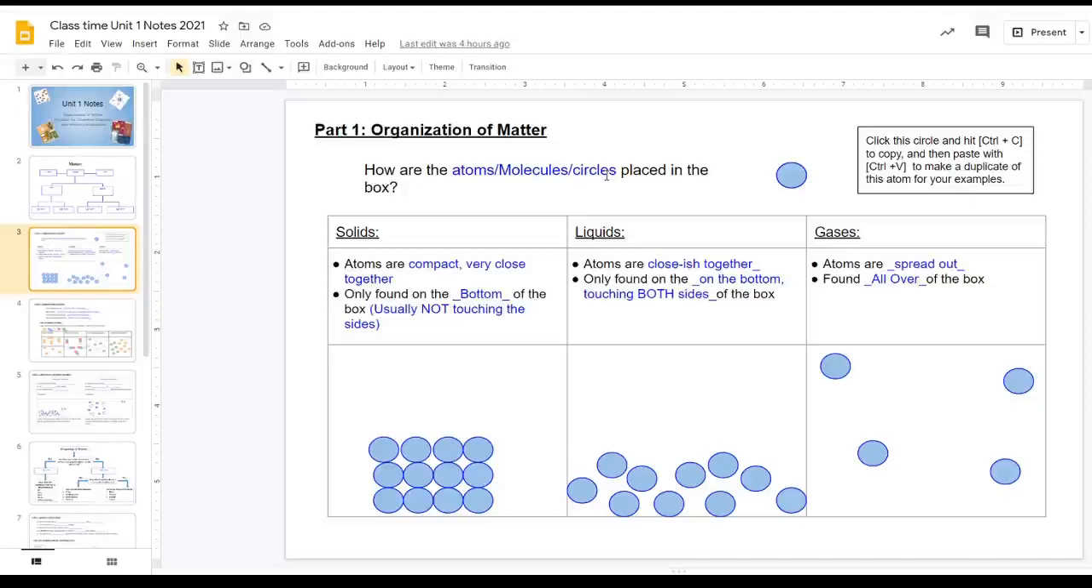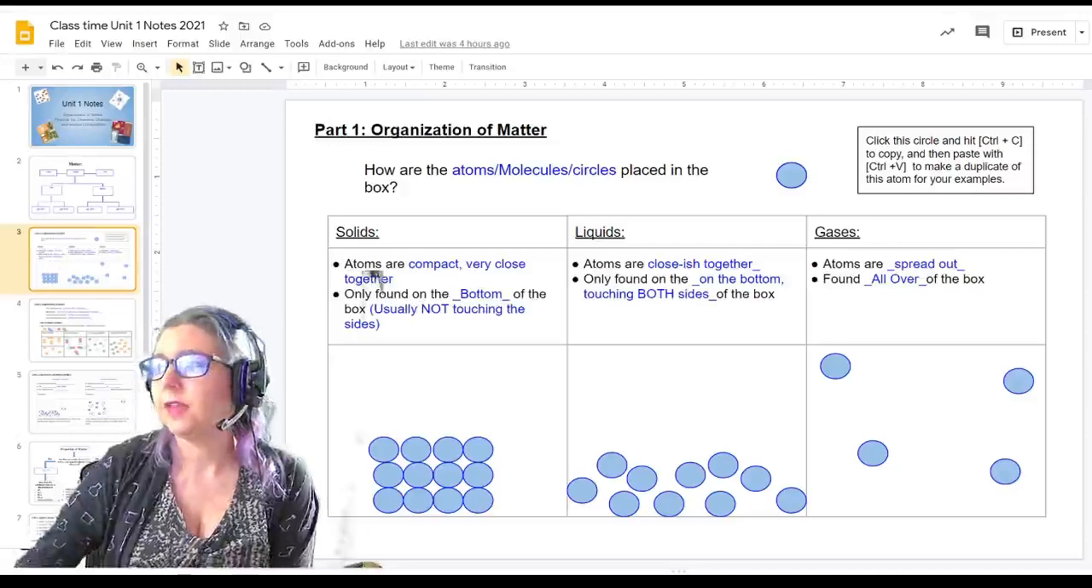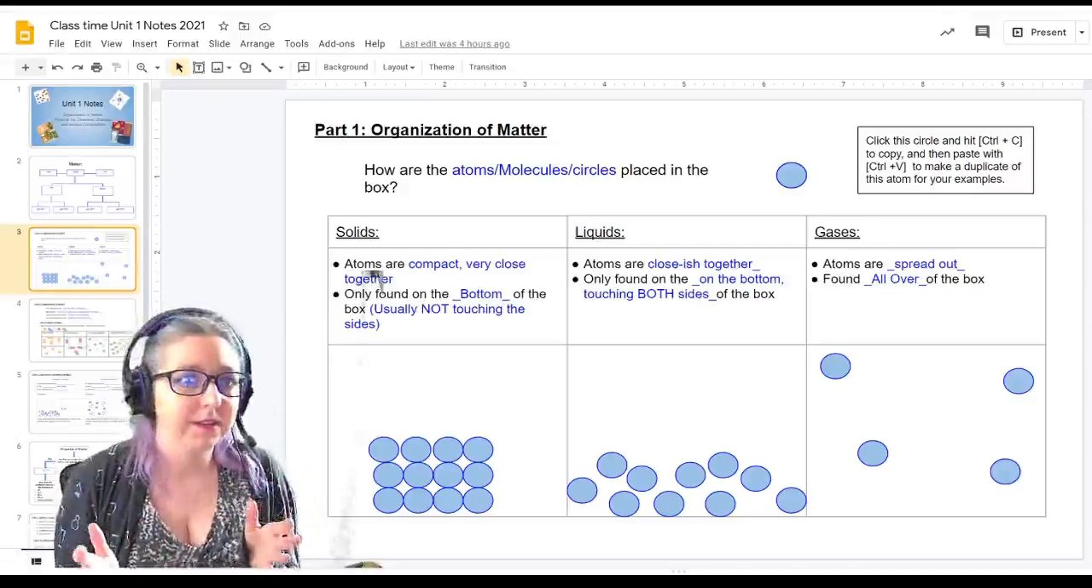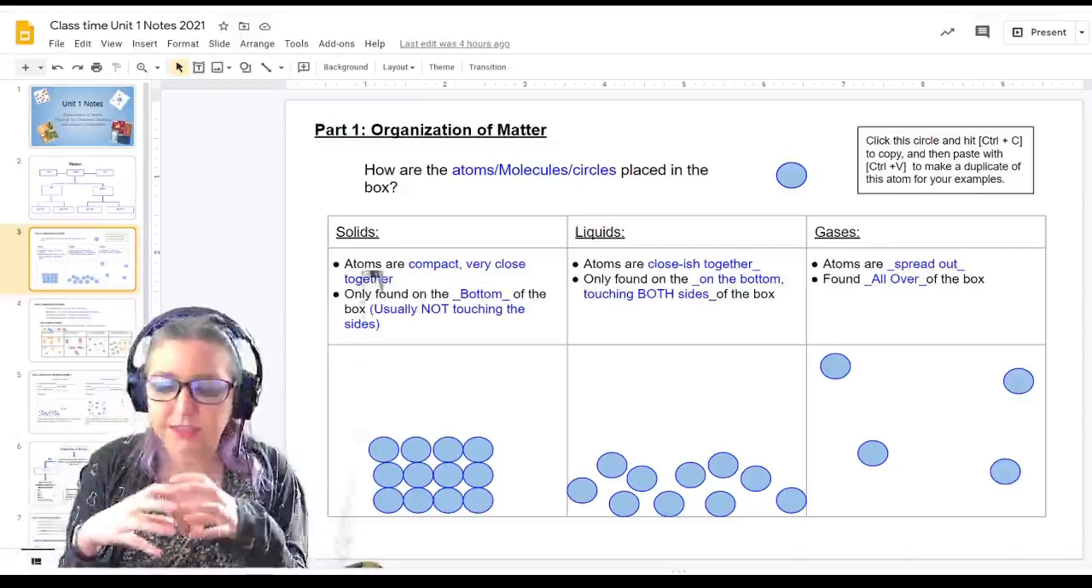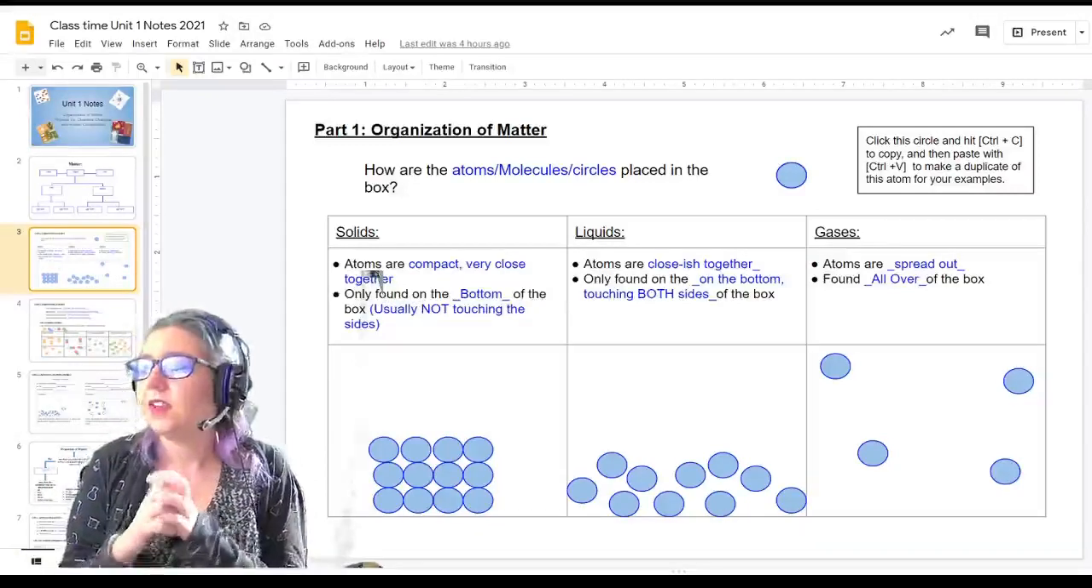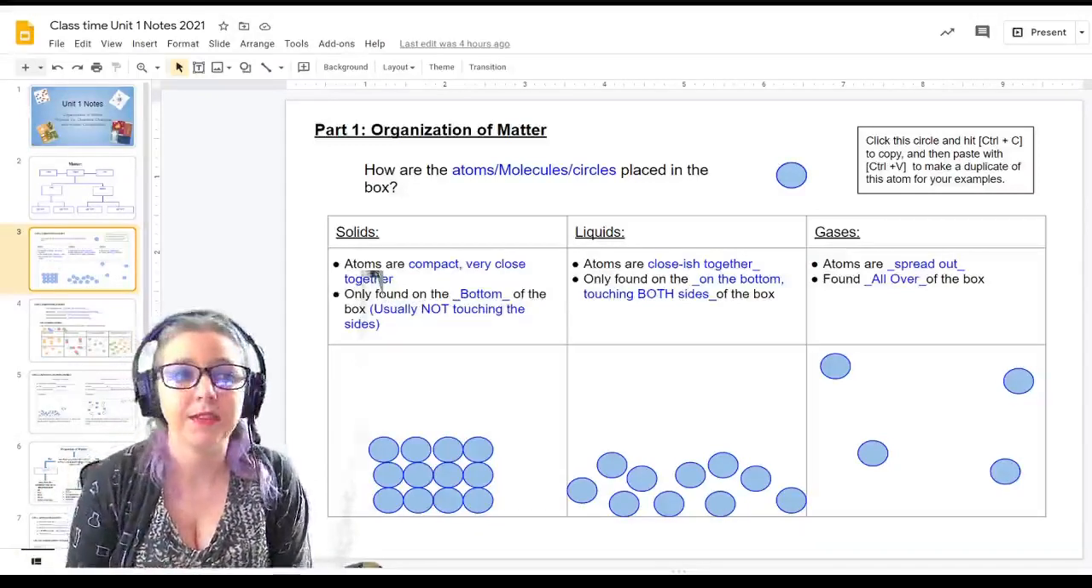In liquids, my atoms are close-ish together. They're not quite as close together as my solids are when they're in liquid form. And then my gases, they are all over the place. They are very spread apart, and they're found all over the box. They are not constricted to the bottom of the container. They don't have their own shape. They take the shape of the container.